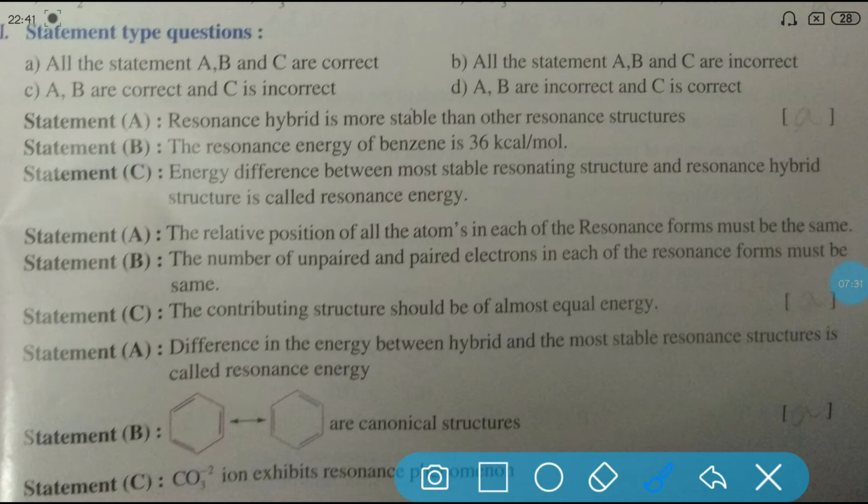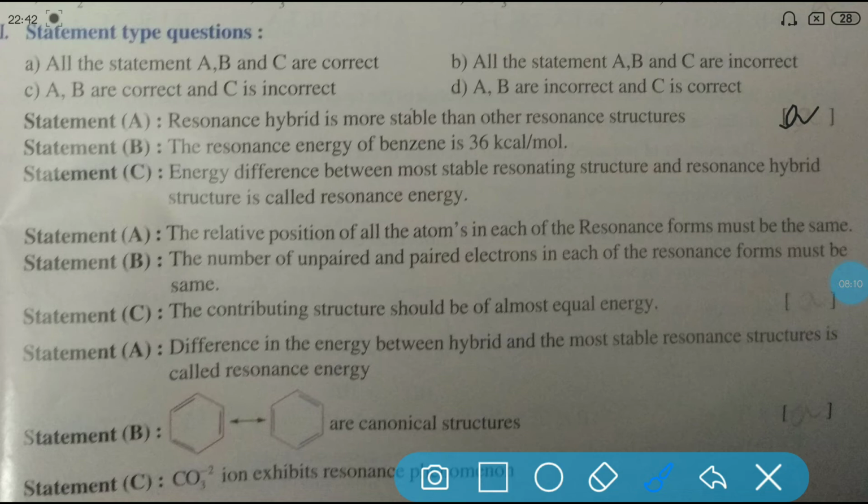Sixth question, statement A: Resonance hybrid is more stable than any other resonance structure. Just now I have told, and it is a right statement. Statement A is correct. Statement B: The resonance energy of benzene is 36 kilocalorie per mole. That is the first question that we found out, so it's a right statement. Statement C: Energy difference between the most stable resonating structure and resonance hybrid structure is called resonance energy. That is the definition of resonance energy. It is also correct. So what is the option? Option A. Just write it.